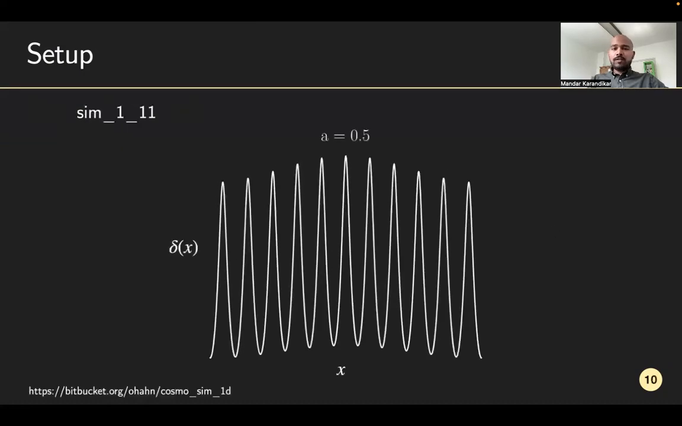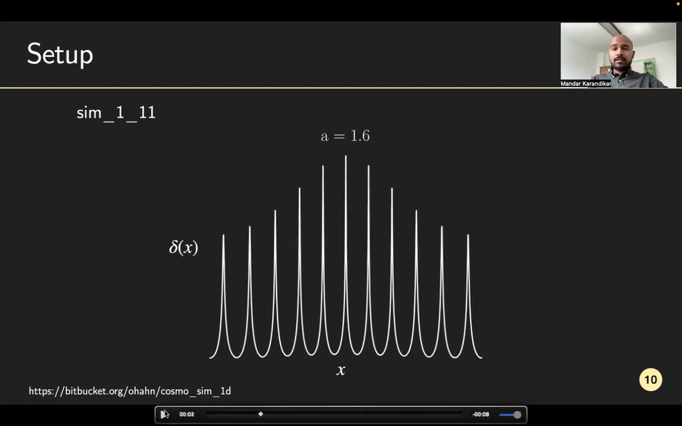And then we follow the evolution of this linear overdensity into the nonlinear regime using an N-body simulation. This is provided to us by Oliver. It's called CosmoSim1D. It's publicly available. And we call this simulation Sim 111, where 1 and 11, of course, represent the modes in the universe. Now, let me show you how the overdensity field evolves as a function of the scale factor, which is our time variable for the rest of the talk.